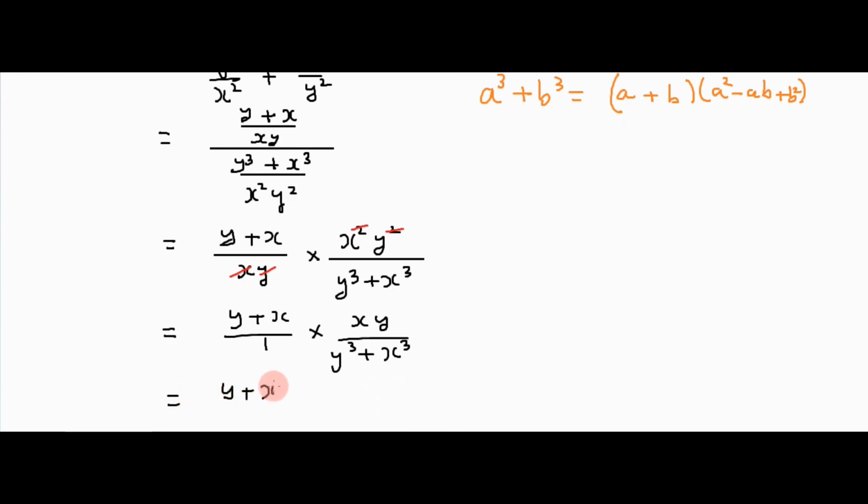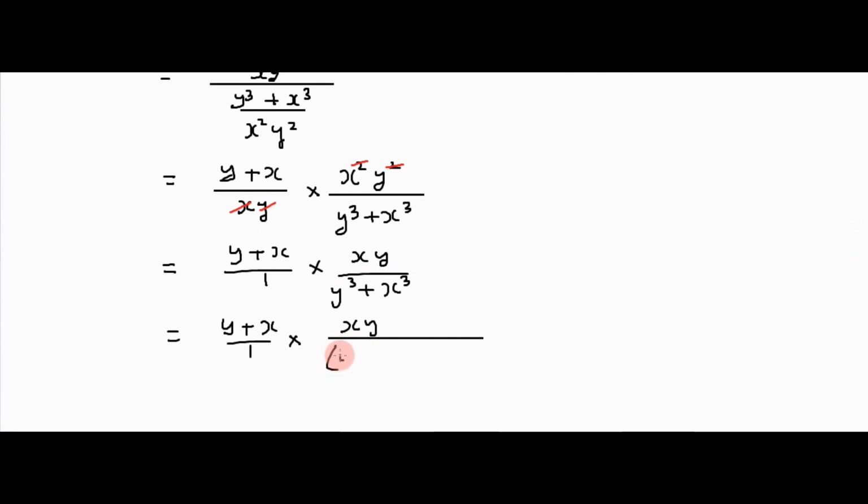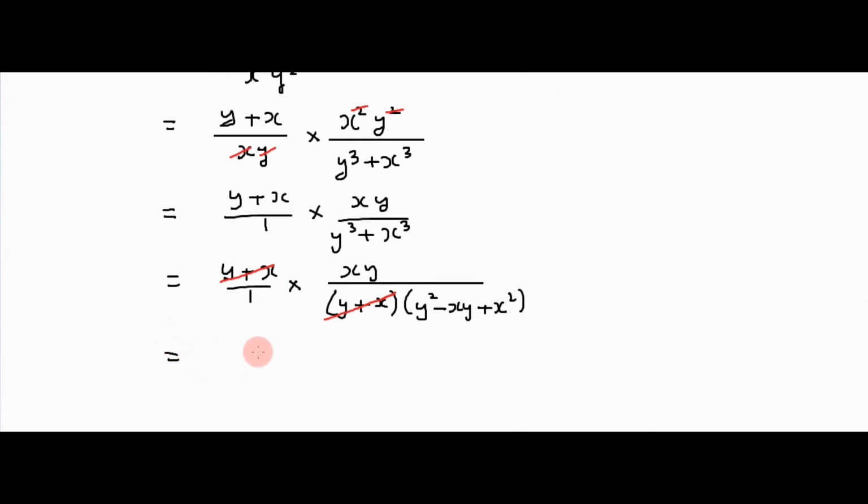So it's y plus x over 1 multiplied by xy, and in applying this factorization to the sum of cubes, we're going to get y plus x into y squared minus xy plus x squared. Now we see that these two factors cancel in the whole expression, and we are left with xy over y squared minus xy plus x squared.